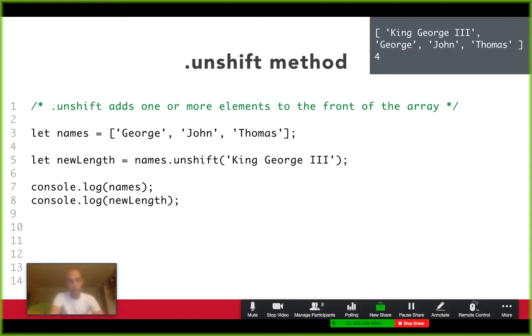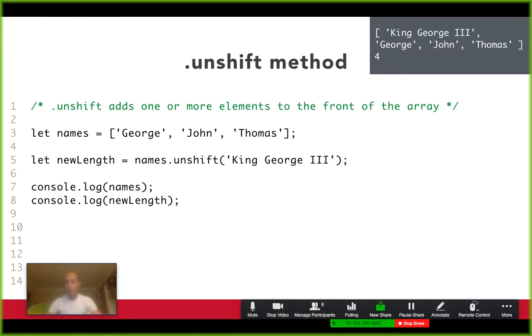variable. So in this case, if I just want to add King George III to the beginning of my array, I don't care about what the new length of it is. I can totally just do names.unshift King George the Third a la carte, if you will, on line 5. Yeah, good question.